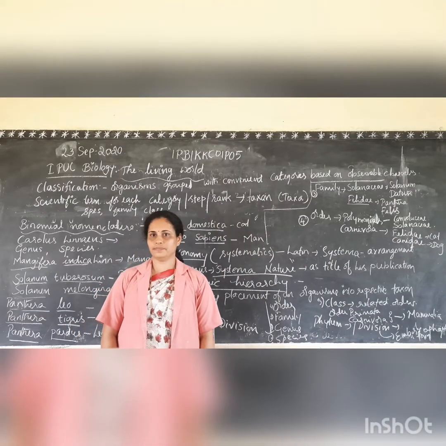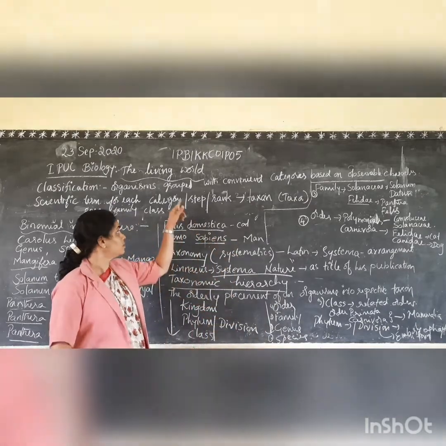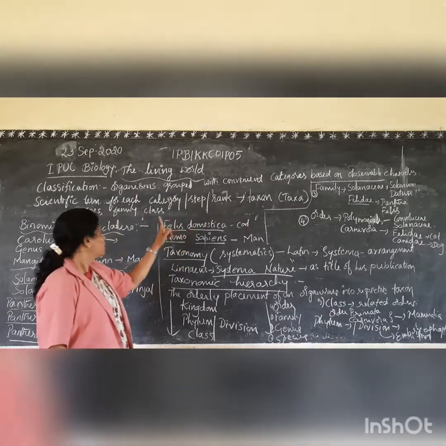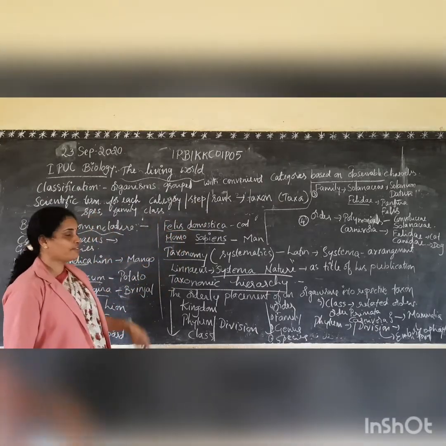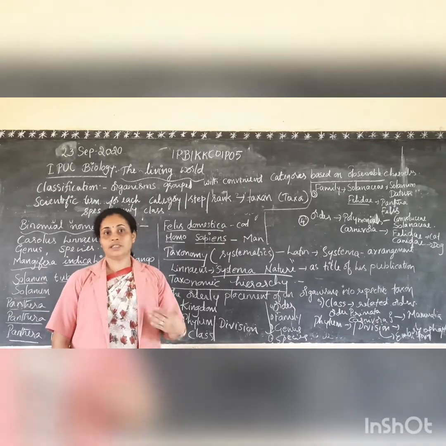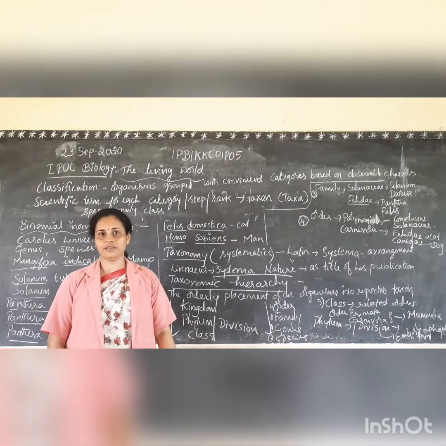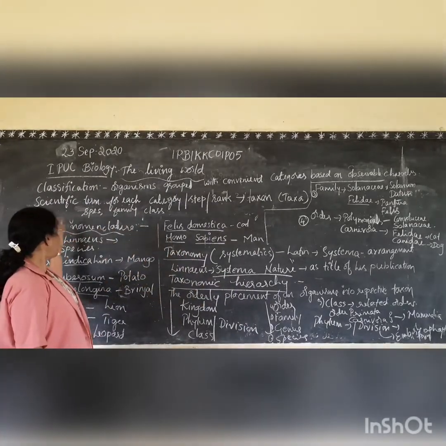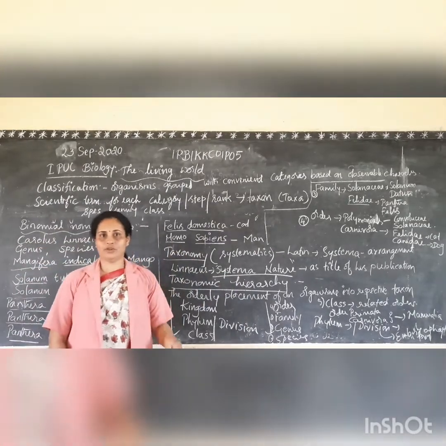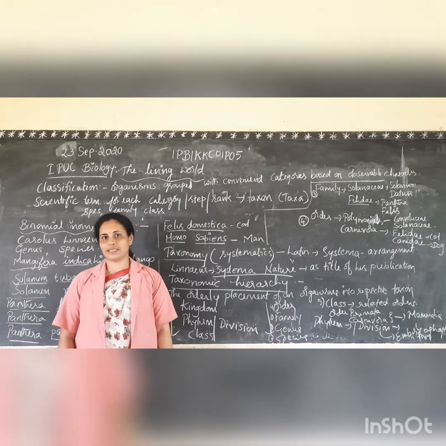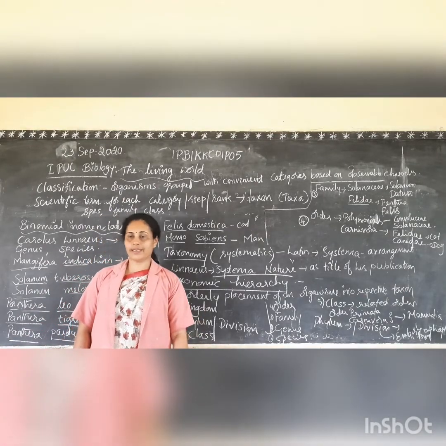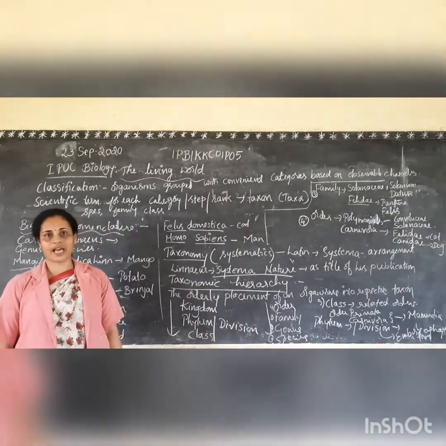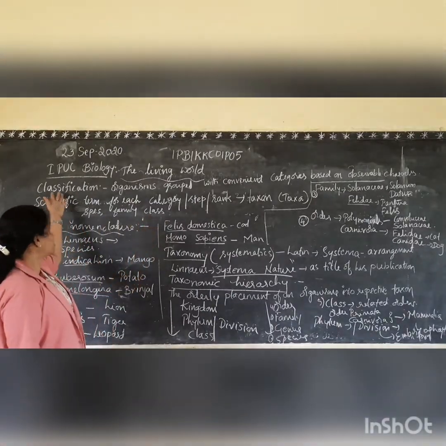Dear students, this is the first chapter in 1st PUC Biology, Living World. Under this, you are studying mainly the classification of organisms and the different taxa in classification. After studying the binomial nomenclature, the scientific method of naming organisms, which you covered in the last session, here is classification.